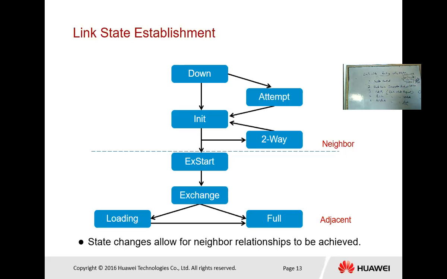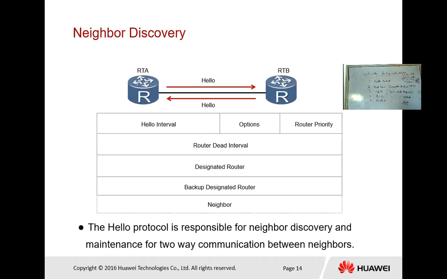So next we have neighbor discovery. This is a complete hello packet. We perform hello packet exchange with each neighbor, that is the hello interval. There are additional fields that are not used. Then router priority, which is the priority range.